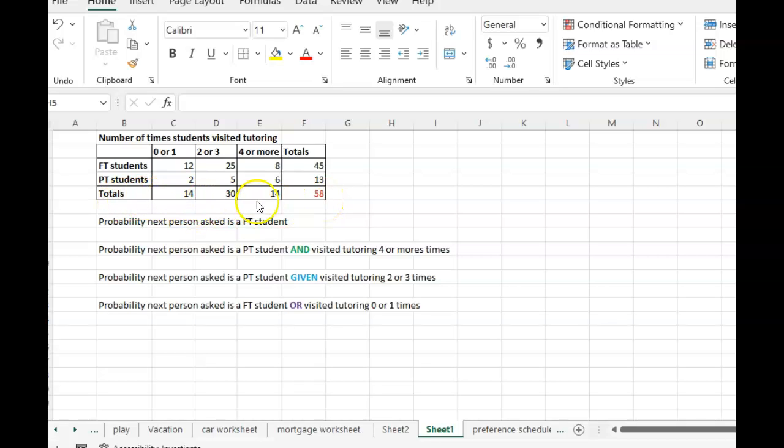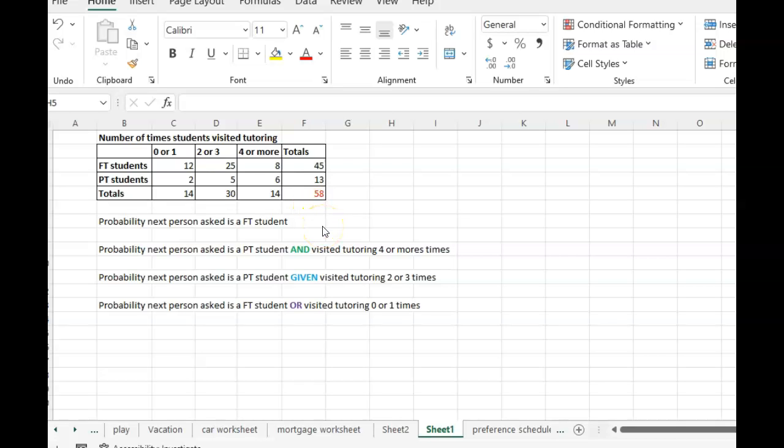And down the bottom row, we have the totals based on number of times visited. So the total for 0 or 1 times is 14, for 2 or 3 is 30, and for 4 or more is 14. So we've just added up these numbers to come up with this number, and again, when you add these numbers across, you come up with a total of 58.